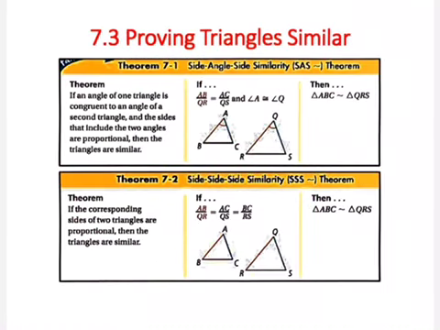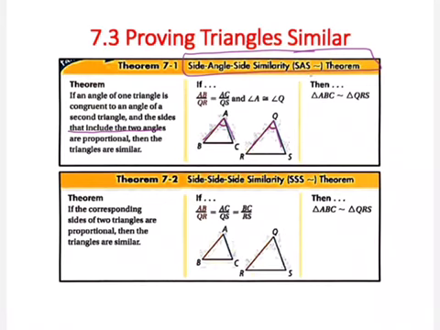Two more ways to prove triangle similarity are by looking for side-angle-side similarity. If one angle of a triangle is congruent to an angle of a second triangle, and the sides that include those two angles are proportional, then the triangles are similar. It's kind of like side-angle-side congruence, except your sides don't have to be congruent, they just have to be proportional, and you're talking about having congruent included angles. As long as the sides that include that angle are proportional and the angles themselves are congruent, you can use side-angle-side similarity.